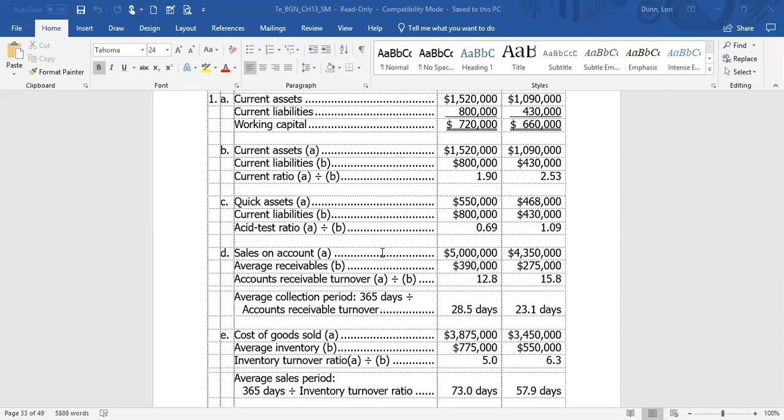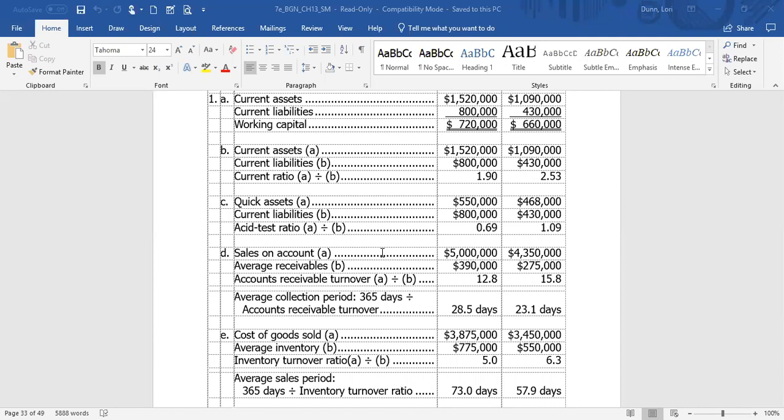Do the same computation for last year, but use last year's numbers. Cost of goods sold last year was $3,450,000. The average inventory would be found by taking the beginning of last year's inventory given in Part E of $500,000 plus $600,000 end of last year's inventory divided by 2, $550,000. So once you complete the operation there, inventory turnover last year was 6.3.